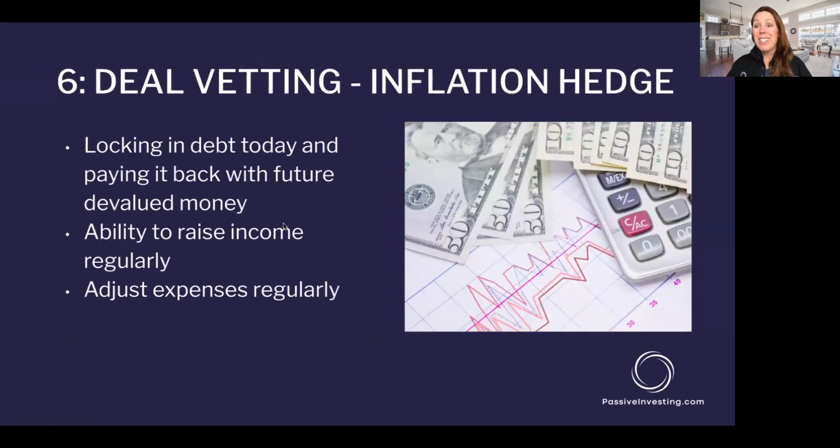All right. Number 6, inflation hedging. How do we protect that pillar of wealth? In our vetting process, we want to make sure that the debt is being locked in today's dollars, and paying it back with future, probably more devalued money. That's how you arbitrage inflation.